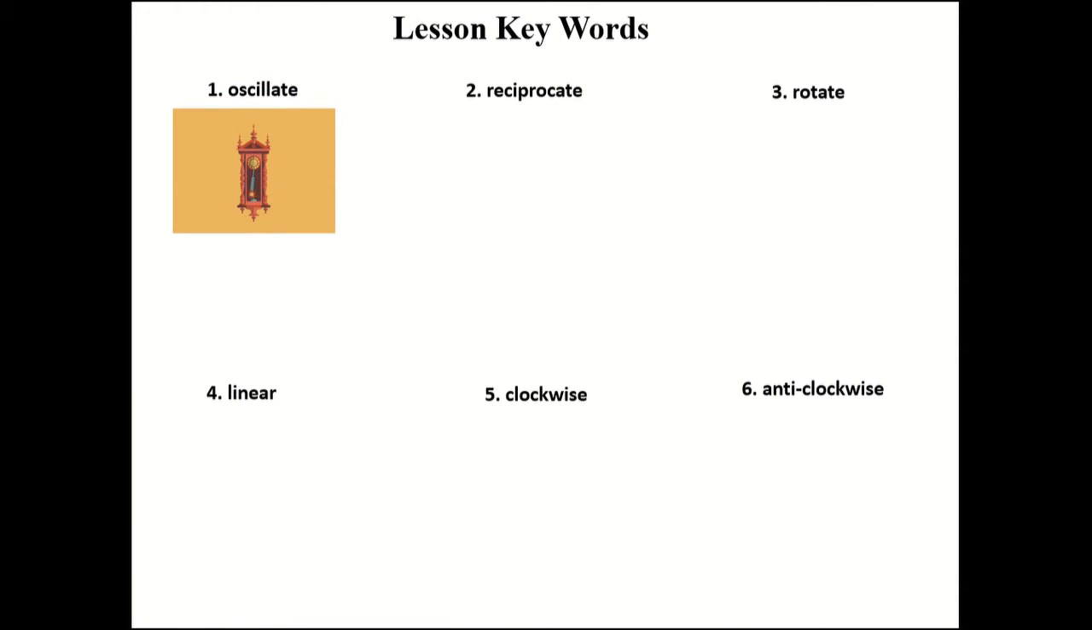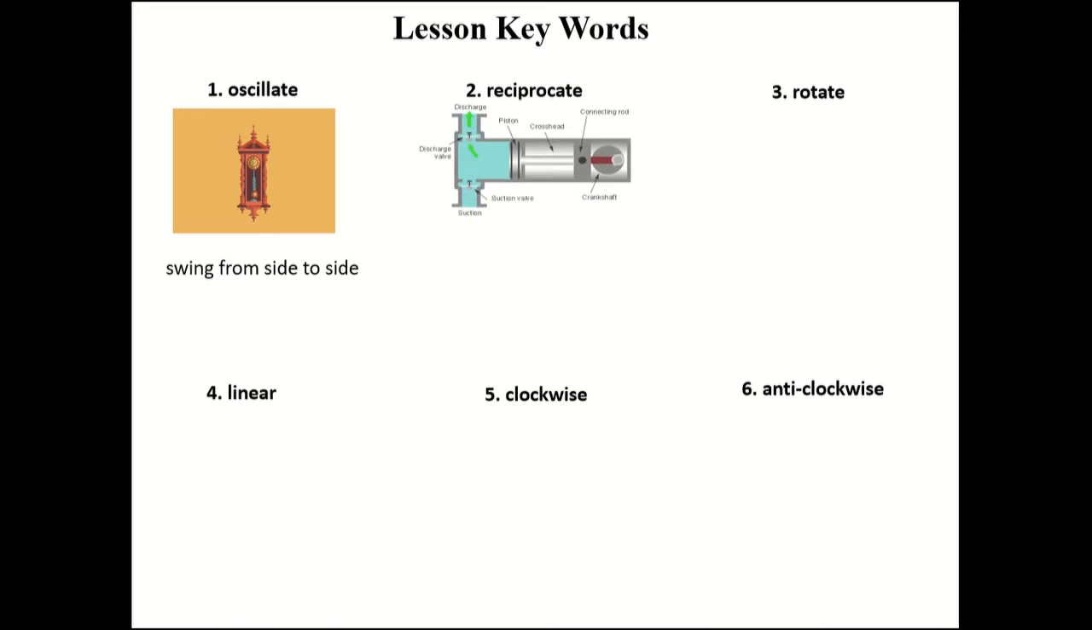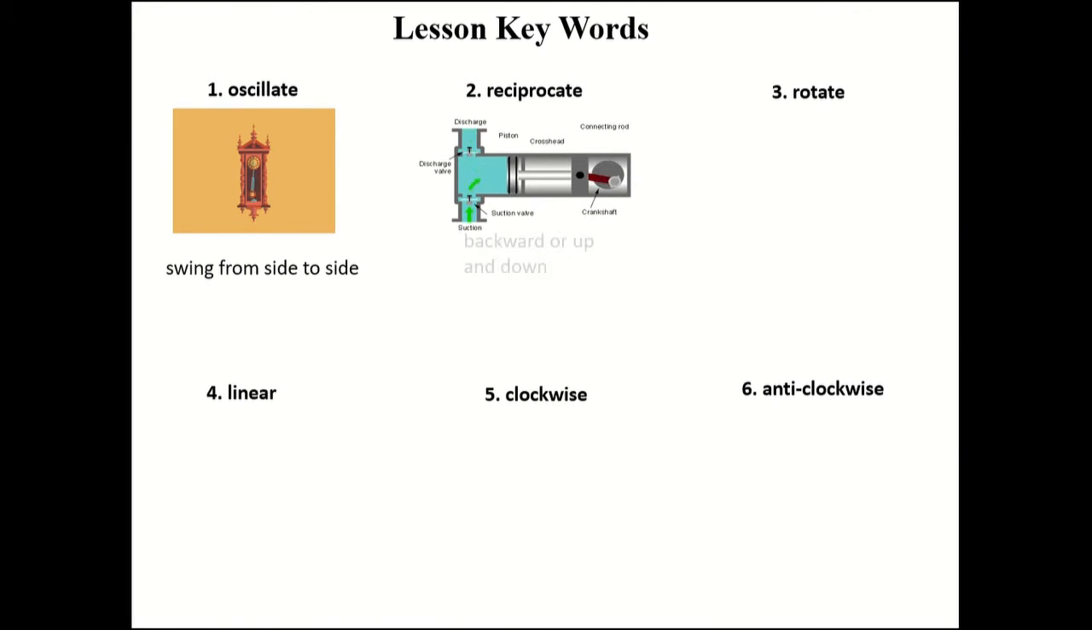Now, I'm sure you notice a kind of movement. How would you describe that movement? It's swinging from side to side. So anything that oscillates swings from side to side. Reciprocate. This is a movement forwards and backwards, or up and down. So anything that reciprocates means that it moves up and down or forwards and backwards.